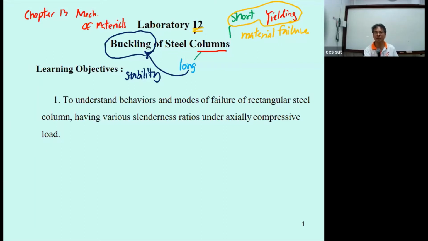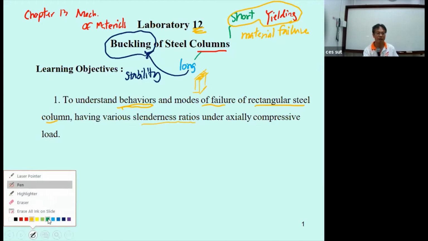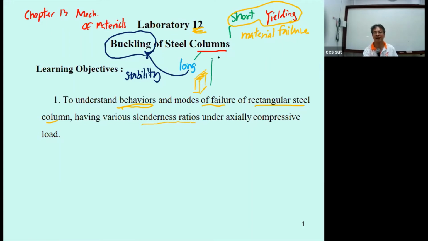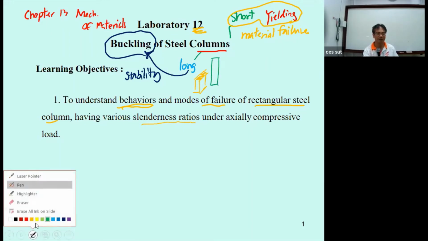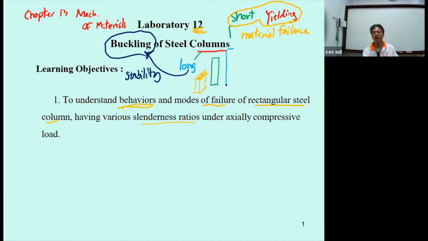In this Lab 12, we will study the behavior and modes of failure of the rectangular steel column with various slenderness ratios. That means we are going to study steel plates with a given cross section, but we will vary the length of the steel plate. Some will be short, the others will get longer. So the slenderness ratio of the columns will differ.